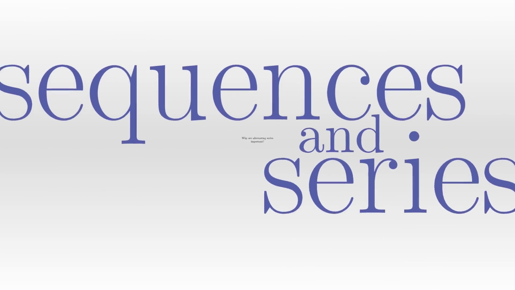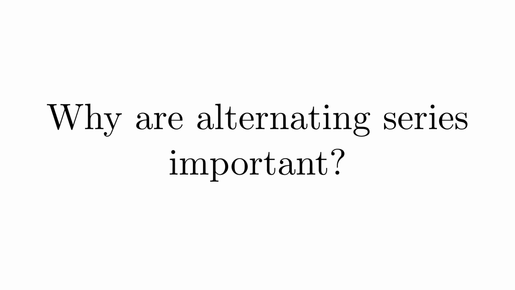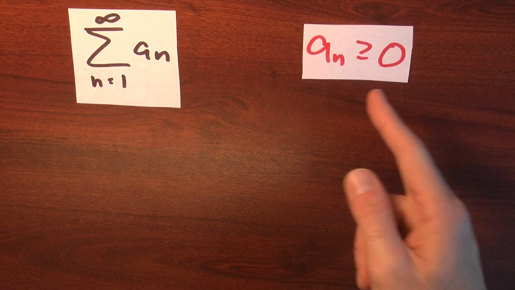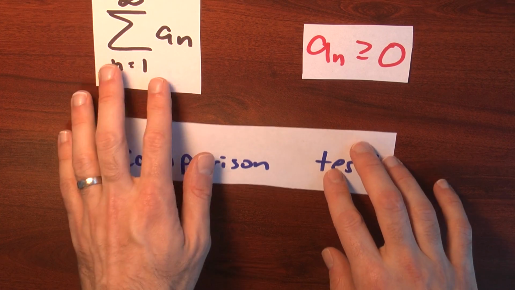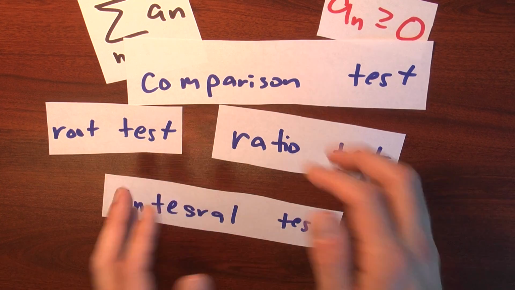Alternating series are awesome. Why do we care about alternating series? Well, if you're trying to analyze the convergence of a series and all of the terms in the series are non-negative, then you can break out all your usual convergence tests: the comparison test, the root test, the ratio test, the integral test.